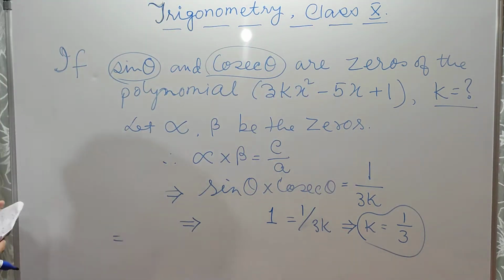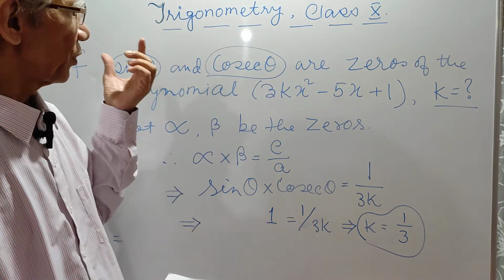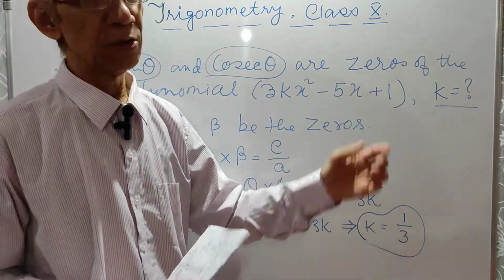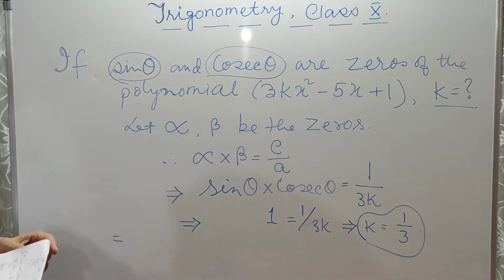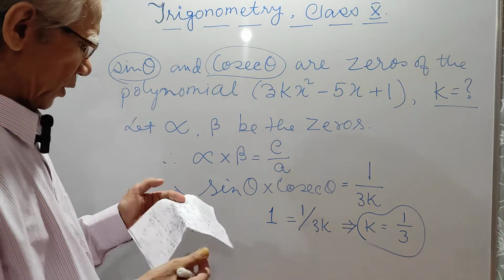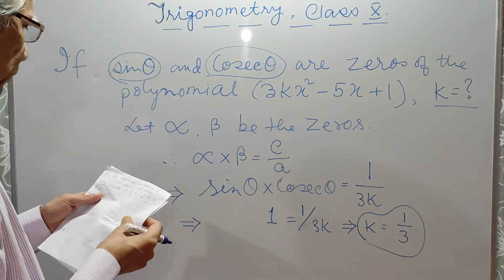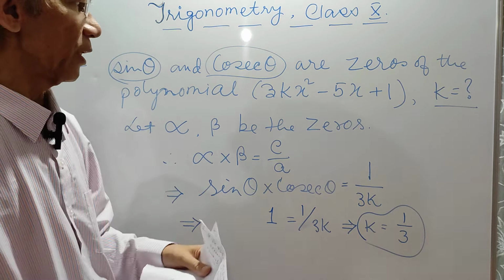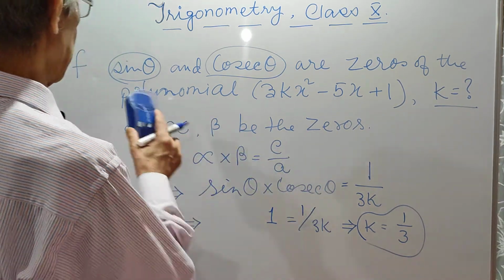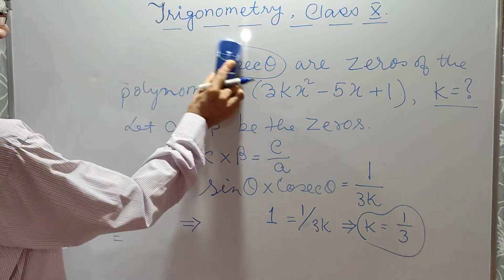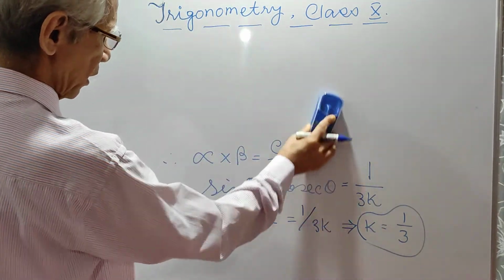So, this is the answer. So, you see this sum combines the knowledge of trigonometry and polynomial, zeros of the polynomial. You followed? Okay, so this is one sum. Then let us go to the next. Next is also similar to this, that is a combination of polynomial and trigonometry.